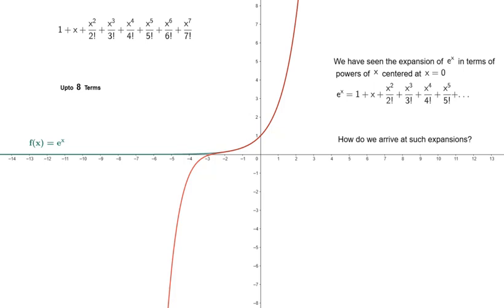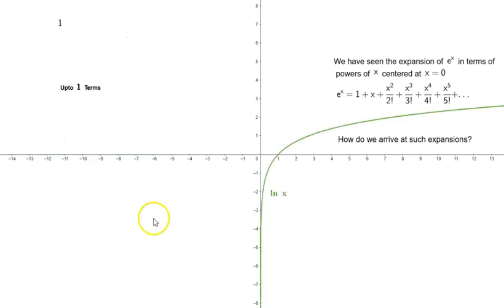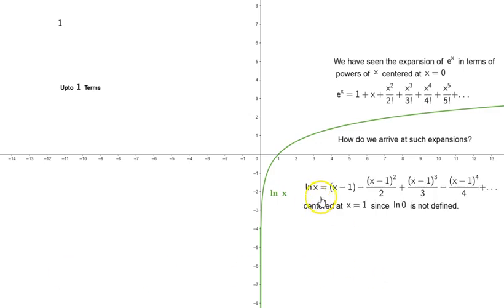Now let's look at another function. This function is natural log of x, and we know that the expansion of this is natural log of x equal to x minus 1 minus x minus 1 square by 2 plus x minus 1 cube by 3 and so on. And here the signs are alternating. You have plus, minus, and so on. And this is centered at x equal to 1 since natural log of 0 is not defined.